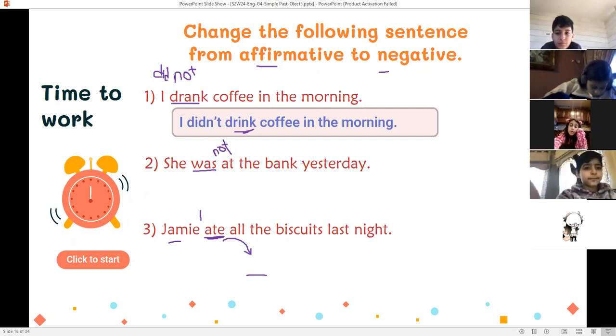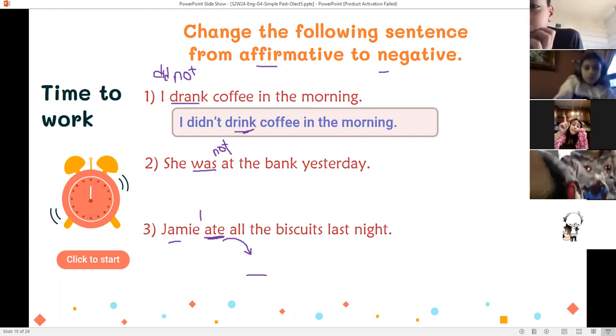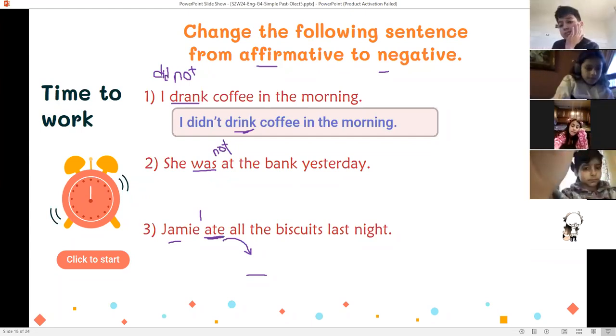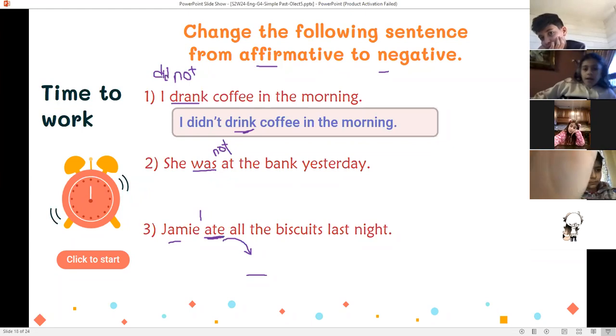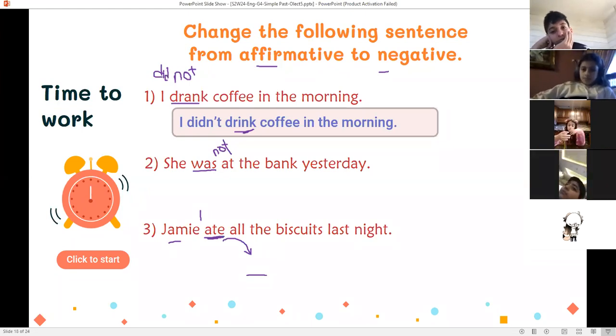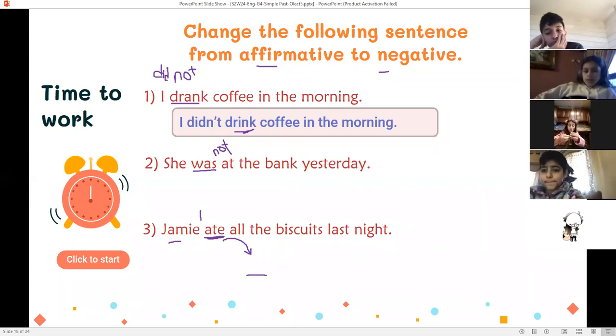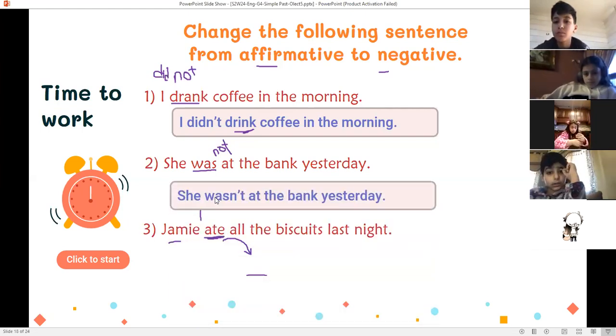Next, let me have Bayan. Yalla, Bayan, second one. She was at the bank yesterday. How do you put it in the negative form? She was not at the bank yesterday. Yes, excellent. She was not at the bank. Bravo.